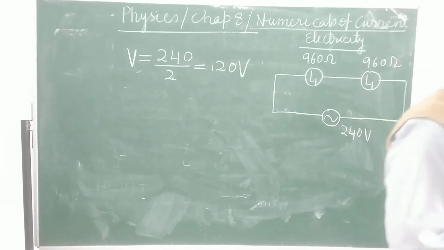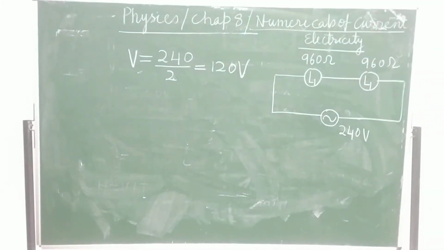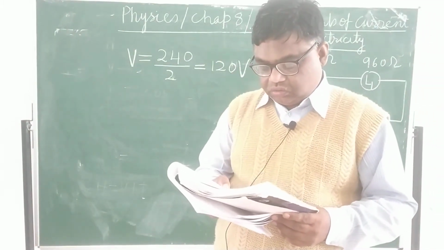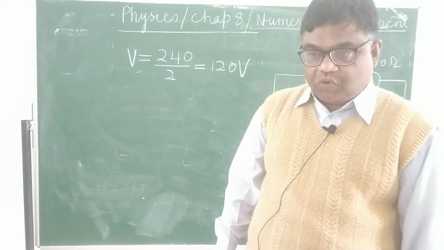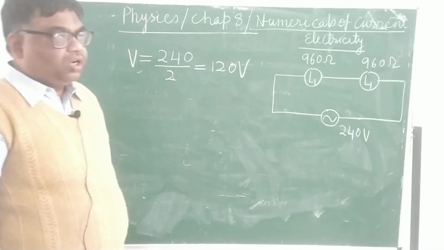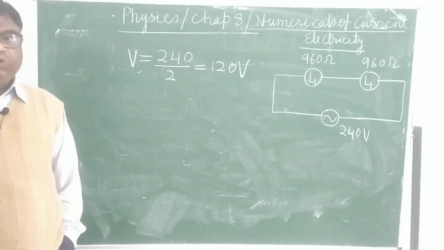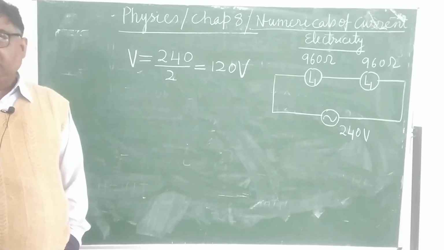Therefore each lamp will consume less power, and lesser heat energy per unit time will be liberated, and therefore it will glow less brightly. It is clear? Have you noted?